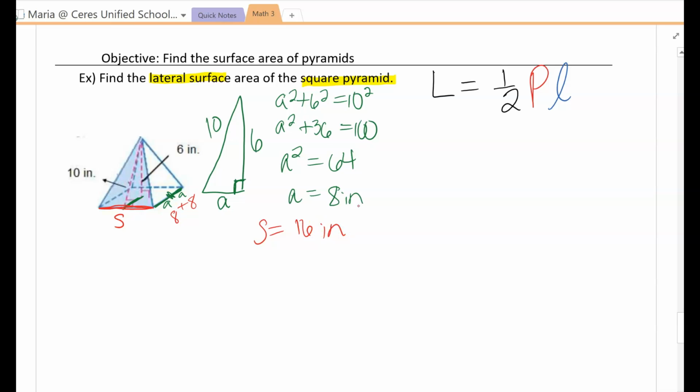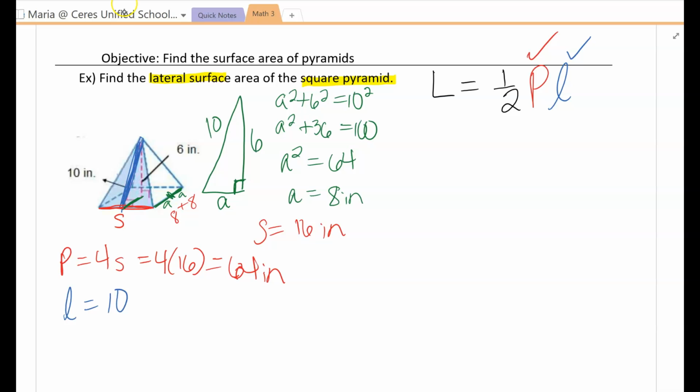Okay, so now that I know what the side is, I can find the perimeter. So my perimeter, remember, is 4 times the side, because you have 4 equal sides. So that's 4 times 16. That's 32 times 2 is 64. Yes, so my perimeter is 64 inches, and then my slant height is already given to me. It's this one that's slanted over here. Okay, so my slant height is 10. So I have my slant height and I calculated my perimeter, and then all you do is plug it in.